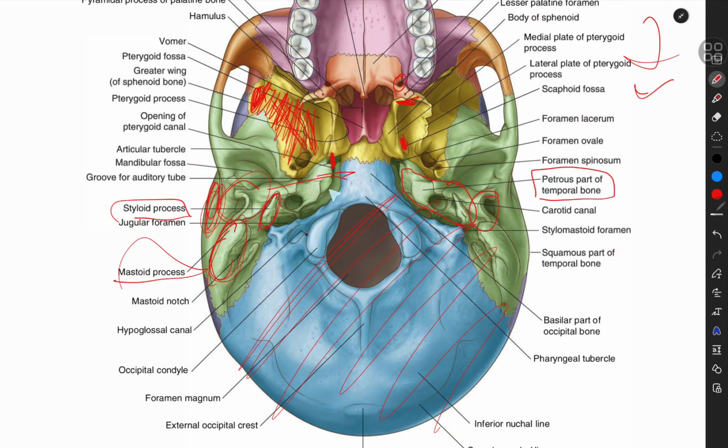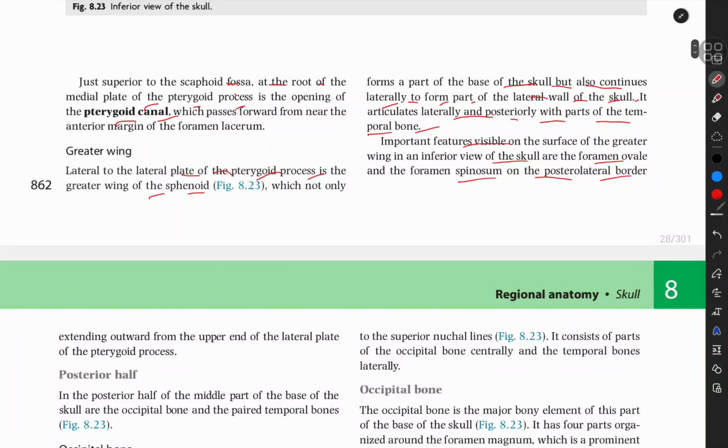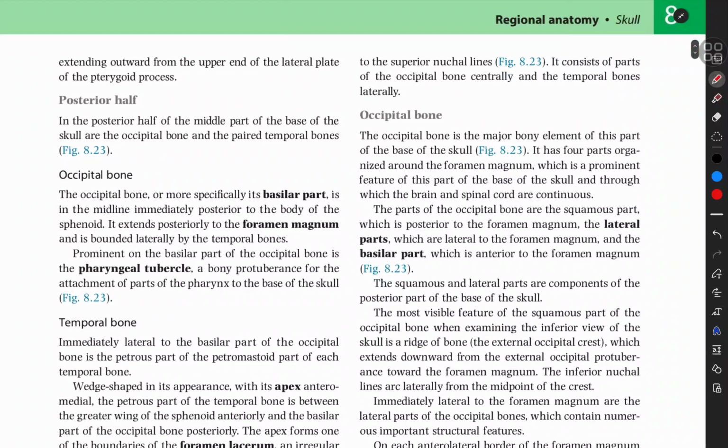Foramen ovale and foramen spinosum, we can find them here. Foramen ovale, foramen spinosum, and this is the foramen lacerum. Outward from the upper end of the lateral plate of the pterygoid process.